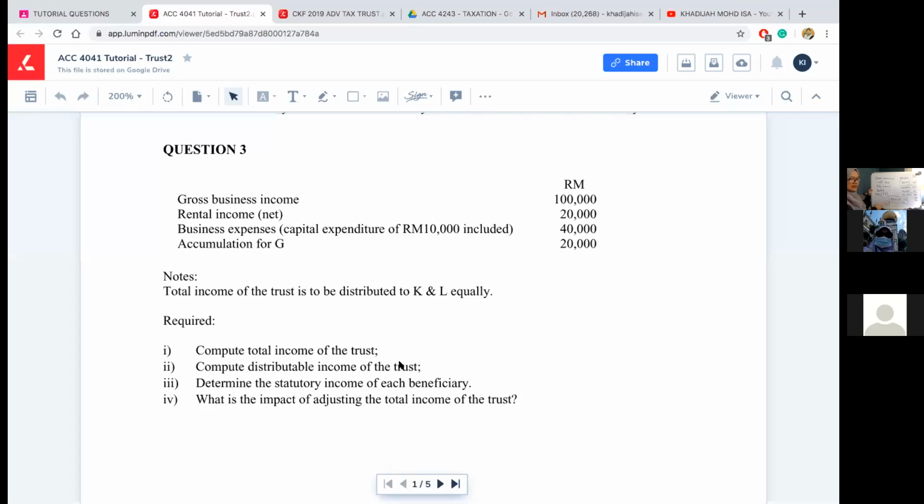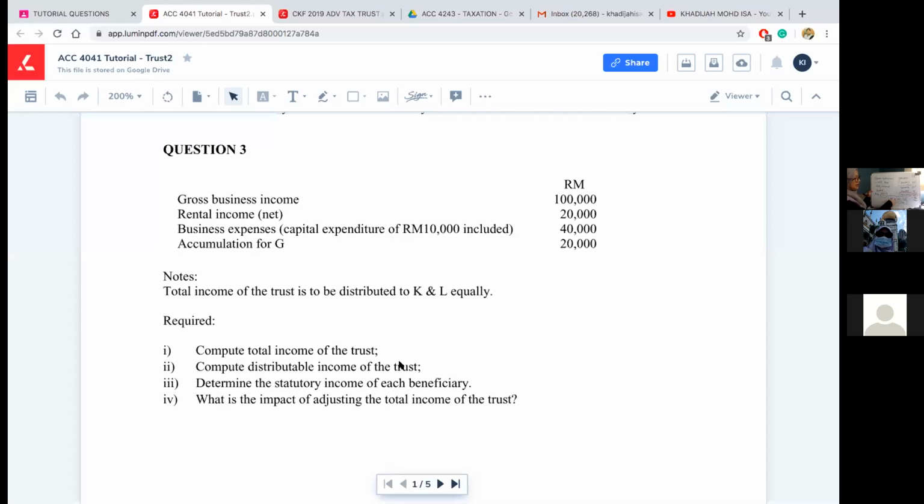Bila you dapat 60,000, then you're going to divide between K and L equally. So each one will get how much? 30,000 lah. Daripada 60,000 ni, you divide into half-half kan? So the first one, compute total income of the trust. Total income of the trust is 90,000. Kena jawab yang tu. Distributed income of the trust is 80,000. Statutory income of each beneficiary jadi 30,000.